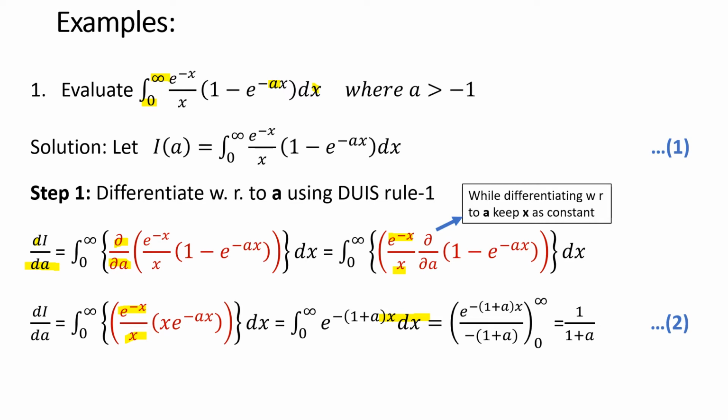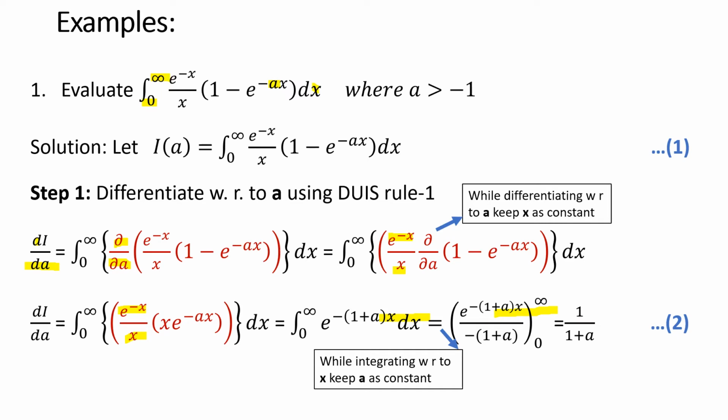Now just integrate it with respect to x. You have to keep in mind that when integrating with respect to x, you keep a as constant. So what will be the exponential integration? That is e raised to minus (1 plus a) into x, whose integration is e raised to minus (1 plus a) into x upon minus of (1 plus a). And the limit is 0 to infinity.